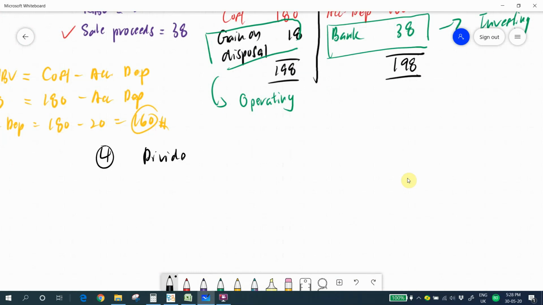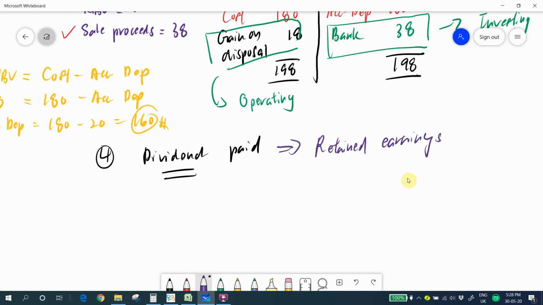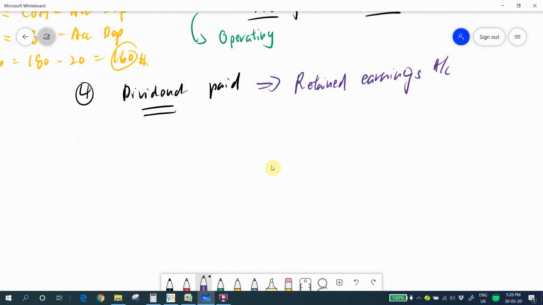Dividend paid. I hope that you recall the dividend payment in your chapter 4 or chapter 5. So we know that dividend payment is related to which account? Dividend payment is related to your retained earnings account, because we will use the profit in our retained earnings account to pay for the dividends. So we can do an analysis on the retained earnings account.